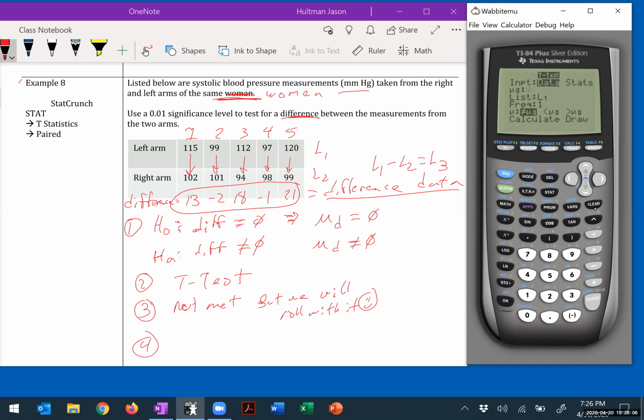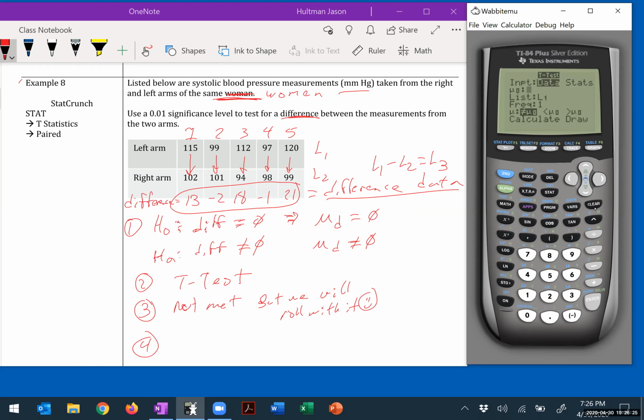Any ideas? What is the hypothesis test comparing against? What's the value? What's the average value that we're comparing against? What's mu sub 0? Any guesses?